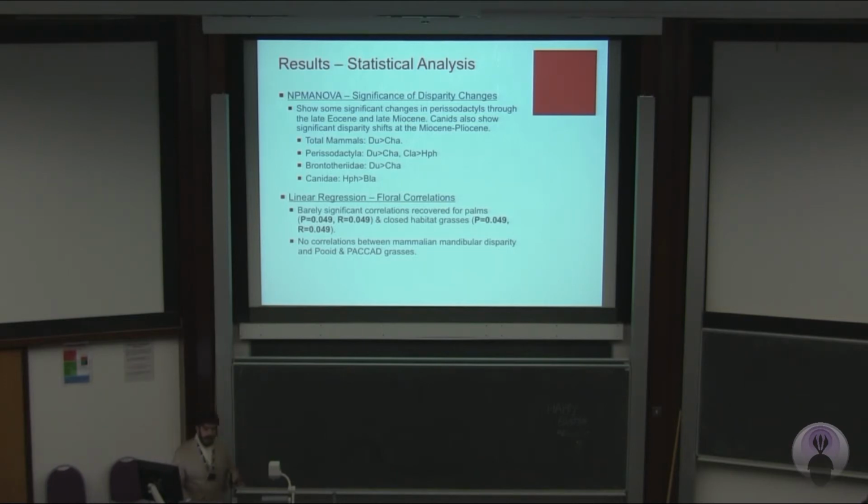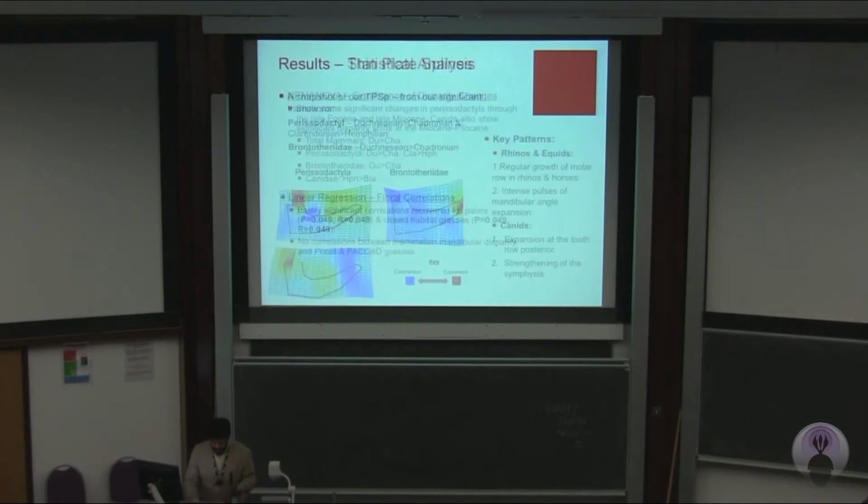But nothing was found for correlations with grasslands, so pooid and panicoid grasses. So that would suggest that grasses are having very little effect, apart from maybe this decline in the forest habitats in the late Eocene. But apart from that, we're not really finding any correlations or any links there.